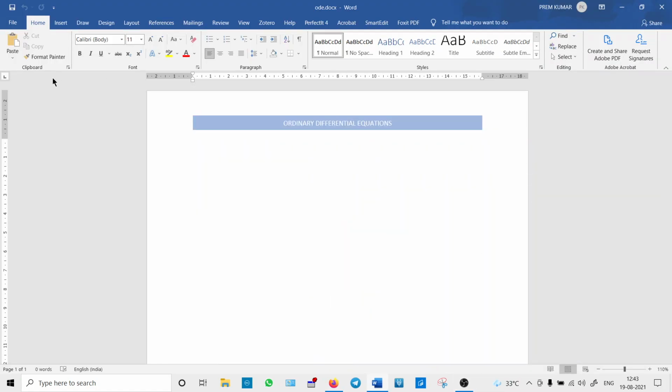Dear students, in this session we are going to see how to solve exact ordinary differential equations, exact equations. First, we will see what are the steps we are going to follow.